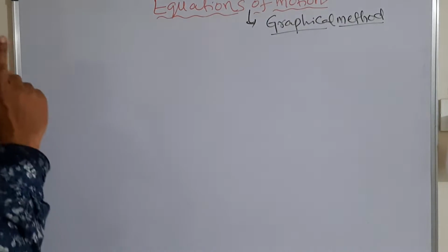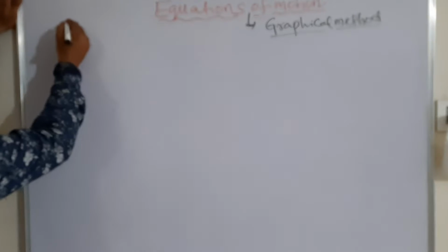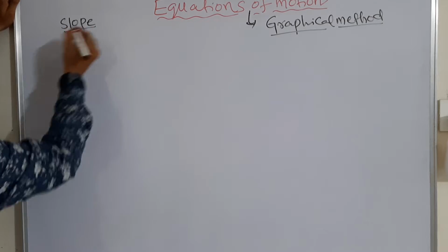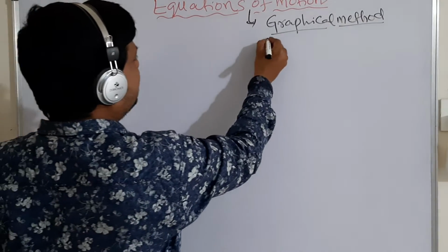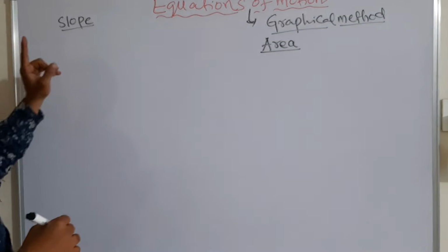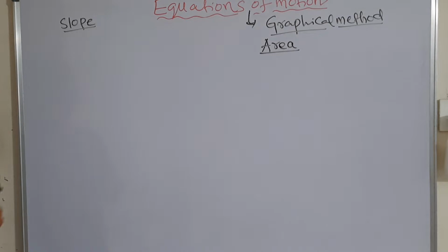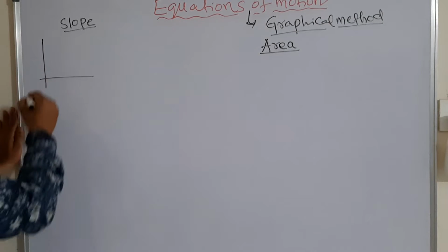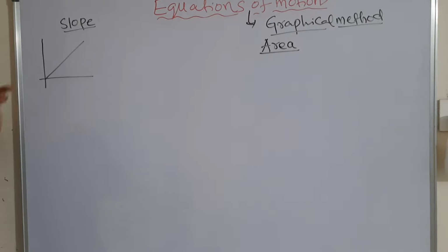Right? Here, two important ones. One is slope, one is area. So remember these two. One is slope, one is area. Right, we know very well what is slope. This is slope. Now we want to find the slope.